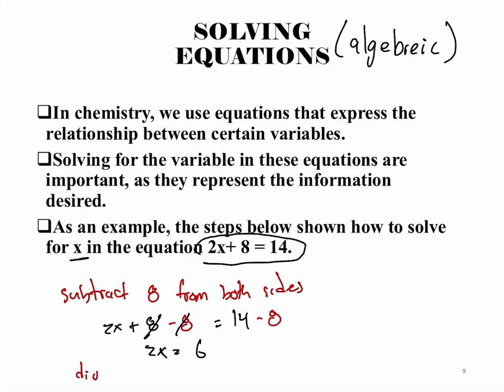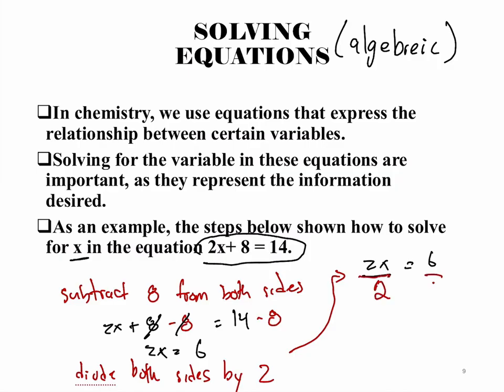Yep, divide both sides by 2. I'll put that right here. So we have 2x equals 6 divided by 2, divided by 2. The reason we're allowed to do this is kind of like multiplying one side by 1. So what happens to the 2 on the left-hand side of this equation? They cancel out.